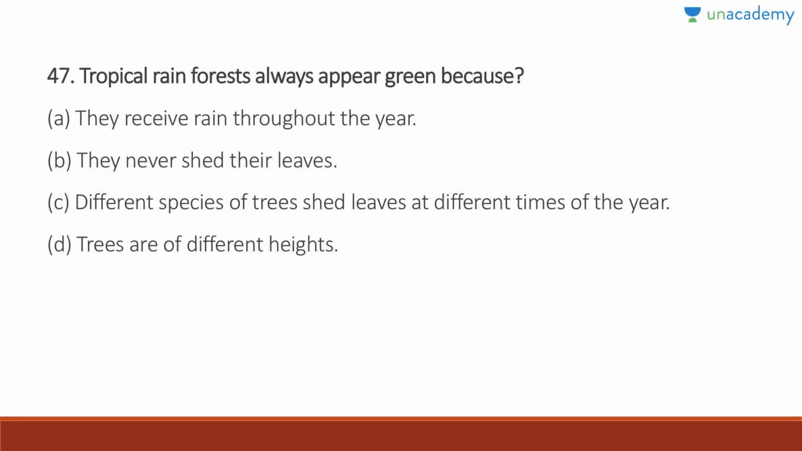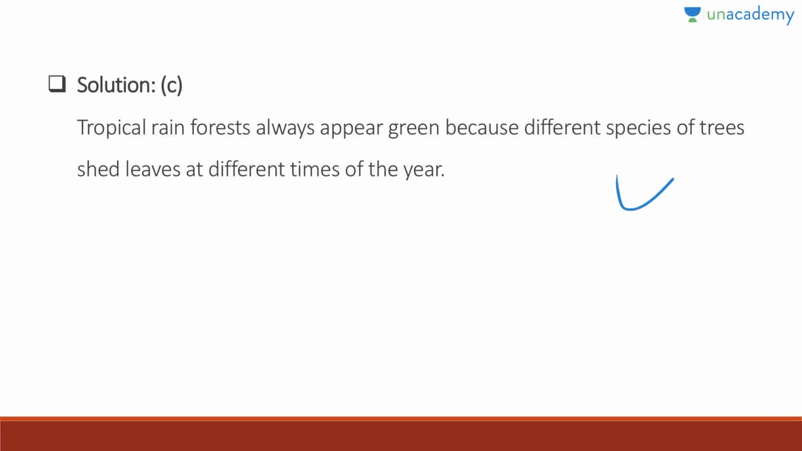Question number 47. Tropical rainforest always appear green because of which of the following reasons? Because different species of trees shed leaves at different times of the year. So answer here is C. Okay. That is why tropical rainforest always appear green.